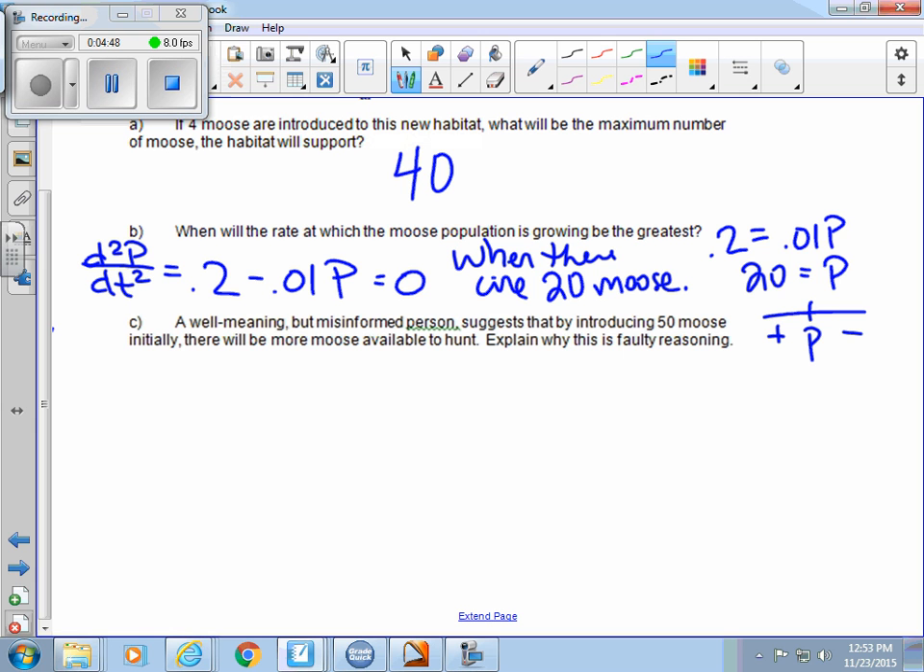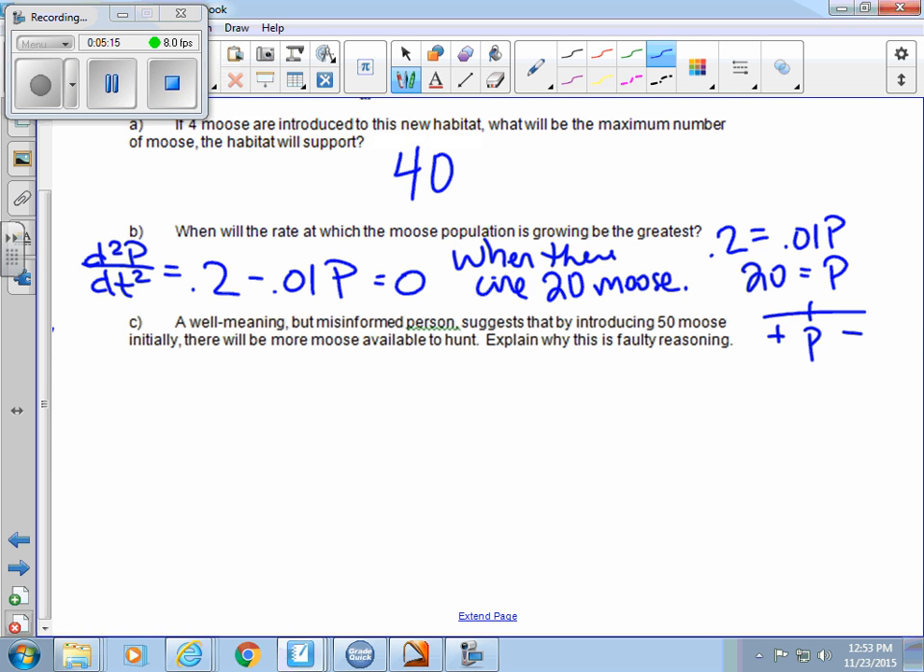So how would you explain it? Okay, the habitat can't support that many moose. If you wanted to use calculus, you would explain that on a logistic slope field, being above the limiting factor, your slope is going to be negative. You could say anything to that.